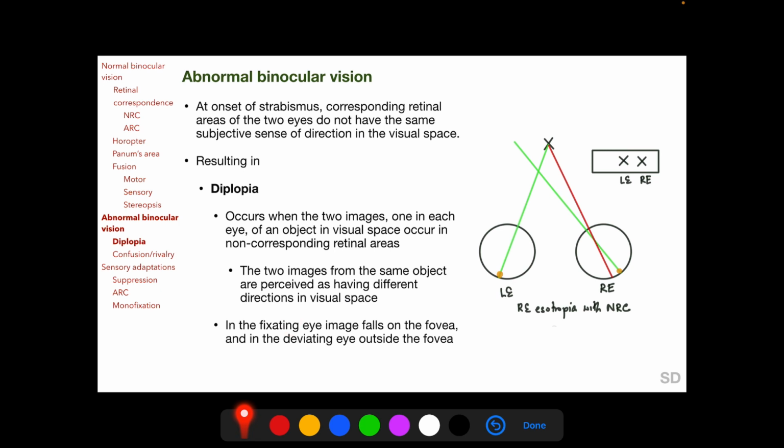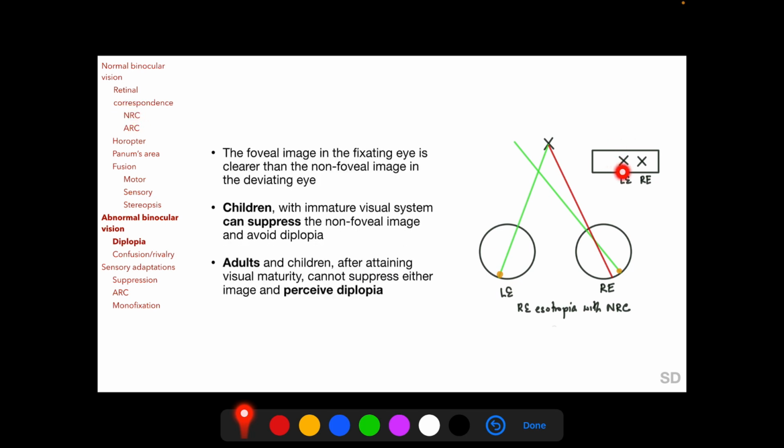In the fixating eye, the image falls on the fovea, and in the deviating eye, it falls outside the fovea. This we have discussed when we previously discussed a patient with strabismus and normal retinal correspondence. The foveal image in the fixating eye is clearer than the non-foveal image in the deviating eye, and children below 7 to 9 years of age with an immature visual system can suppress the non-foveal image and thus avoid diplopia.